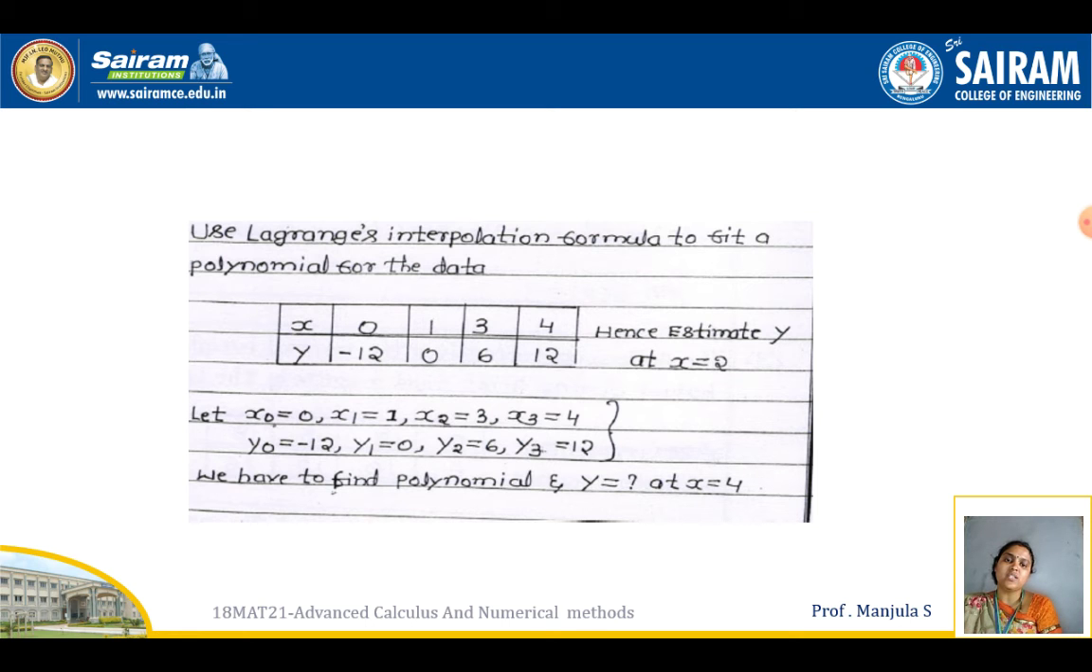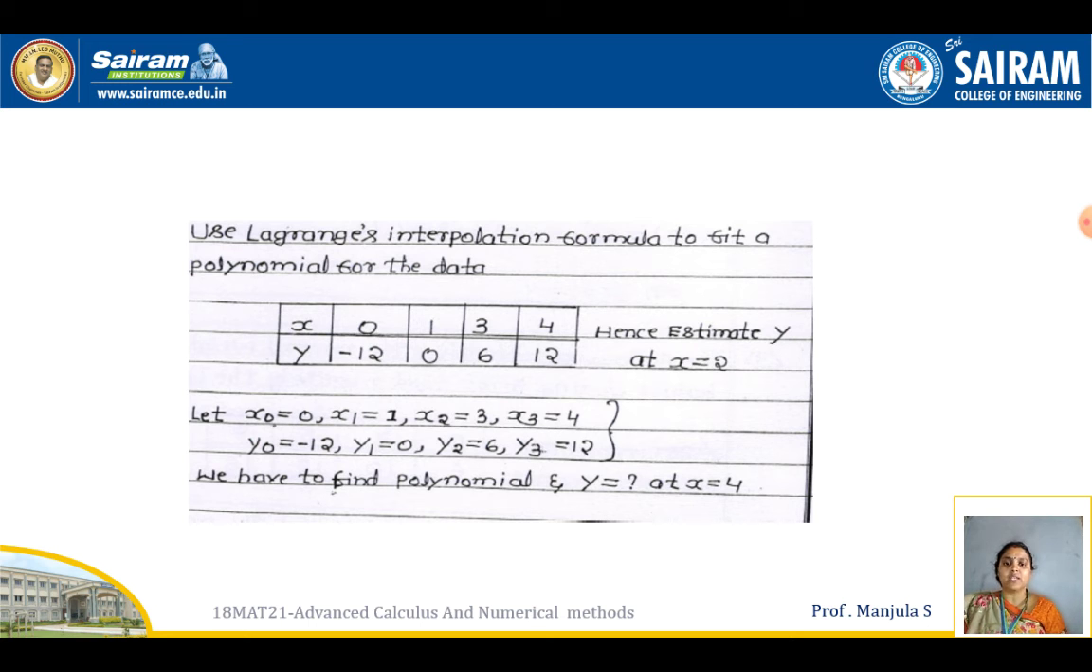Use Lagrange's interpolation formula to fit a polynomial for the data. The data given is x equals 0, 1, 3, 4 and y values are minus 12, 0, 6, 12. Hence estimate y at x equals 2. By using Lagrange's interpolation formula, first we have to find the polynomial. It means the equation in terms of x. Once we get the equation, we can easily find the value of y at x equals 2.